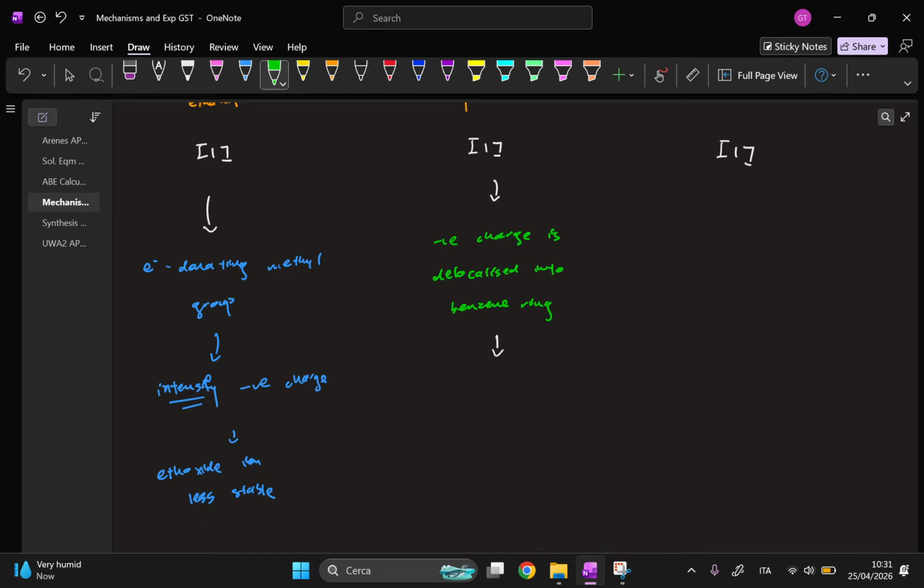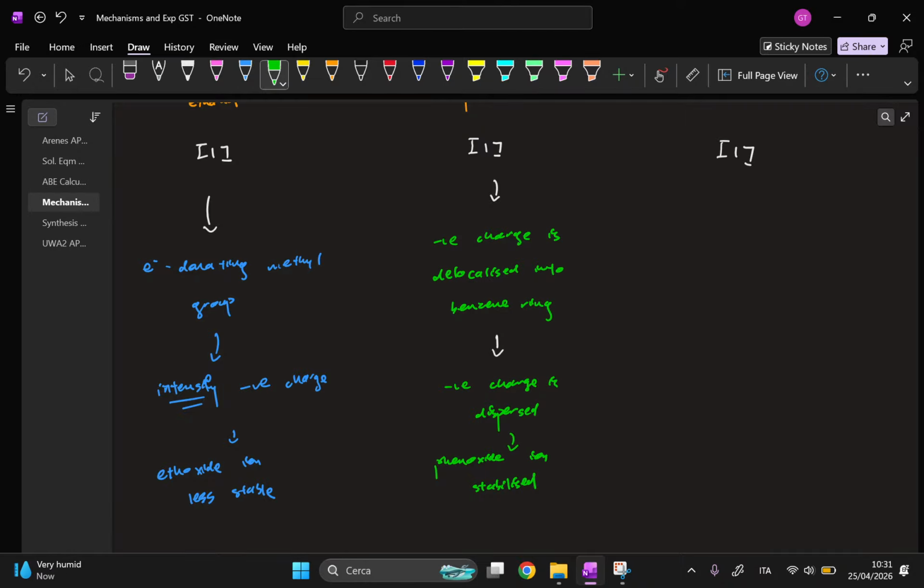And therefore, delocalize means that the negative charge is, instead of intensified, it's dispersed. And so, therefore, the phenoxide ion is stabilized.